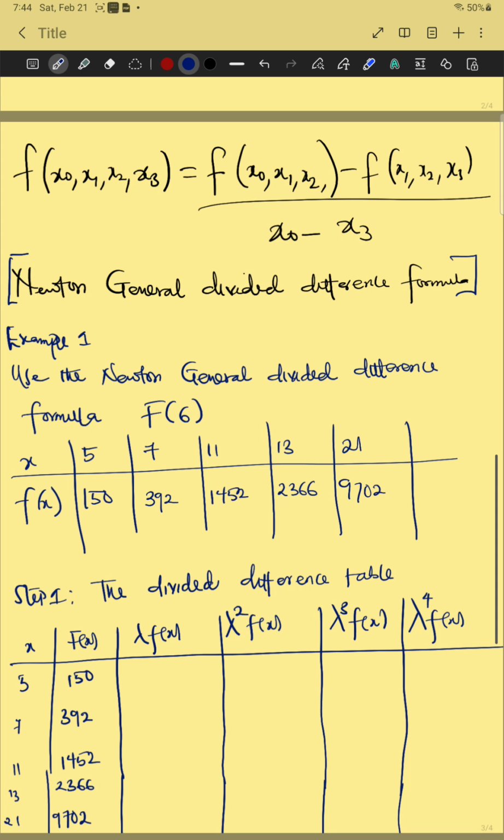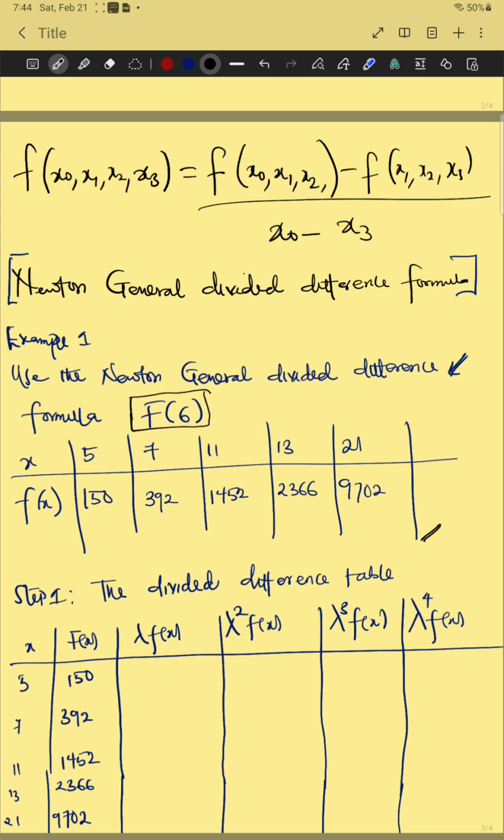So we have gotten to a stage where we want to use what we just learned to solve a question. We are looking at using the Newton general divided difference formula to find f6. The table will be given in the exam. So what do you do?